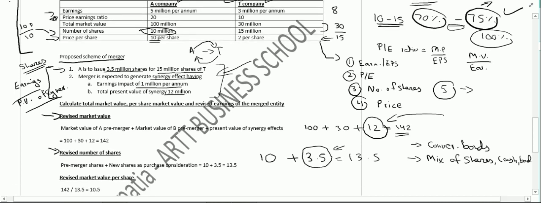Thirdly, revised market value per share. This is very simple. The market value of the entire new company is 142, and the entire new company will have 13.5 million shares. Therefore, the market value per share will be 10.5.